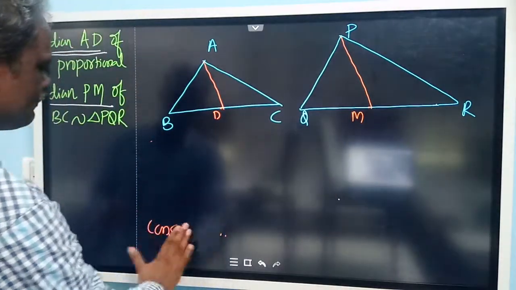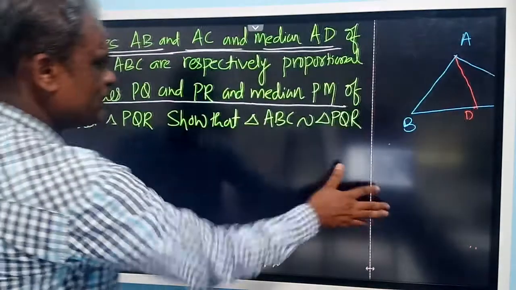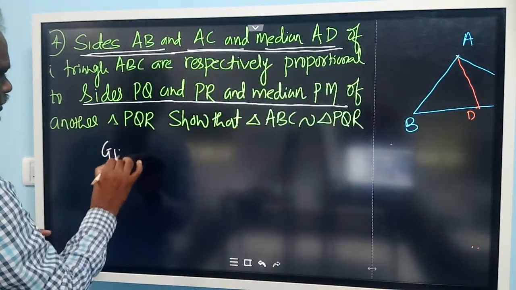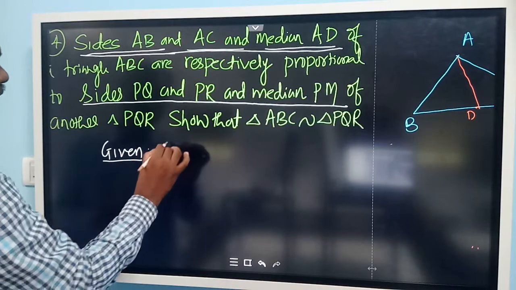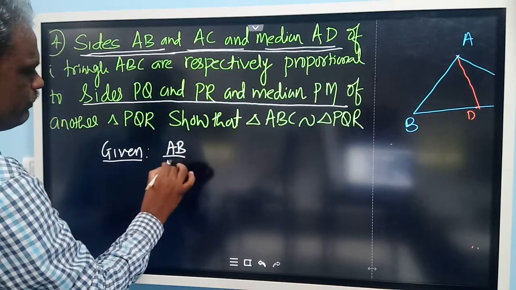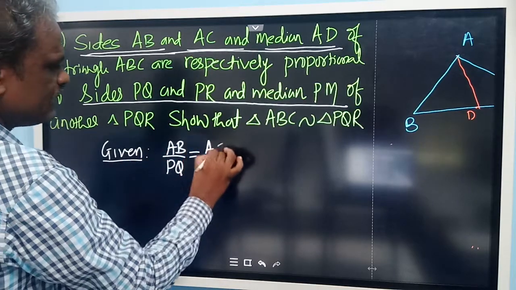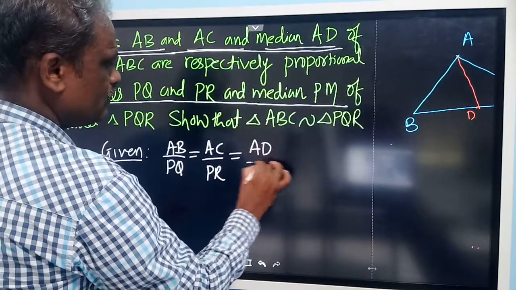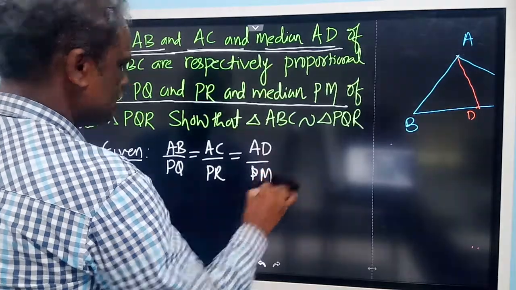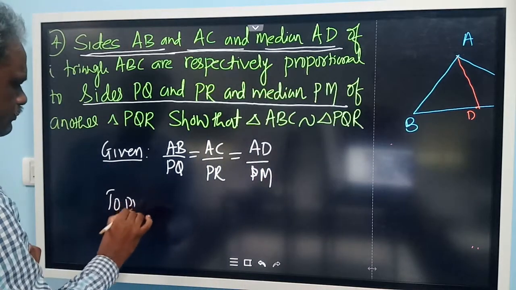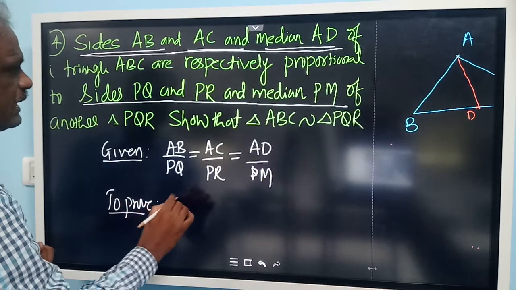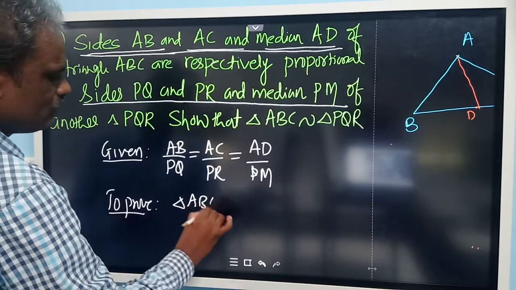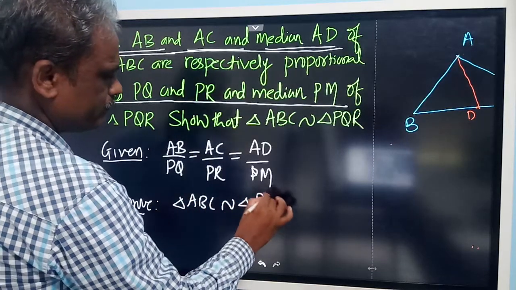So I will write here what is given and what we have to do in the previous page only. Given AB by PQ is equal to AC by PR is equal to AD by PM, and we need to prove that triangle ABC is similar to triangle PQR.